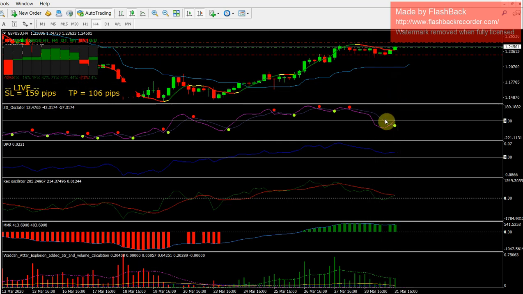Down below we have a 3D oscillator. That's my first confirmation indicator, and this one basically works in that whenever the brighter purple line crosses above the bluish one, that means an uptrend, so we go for a long. And if the blue goes across the purple downwards, it's a sell.